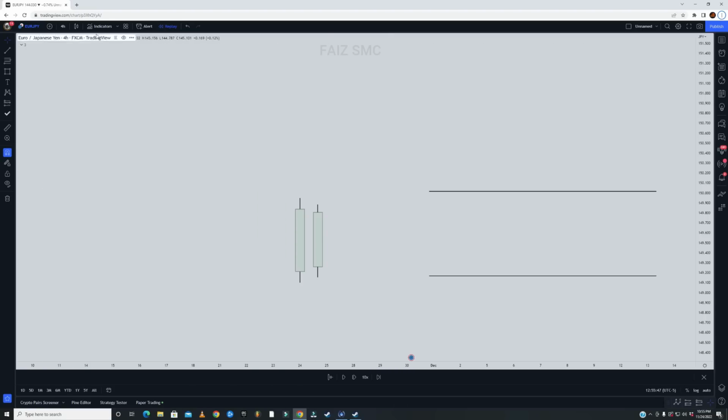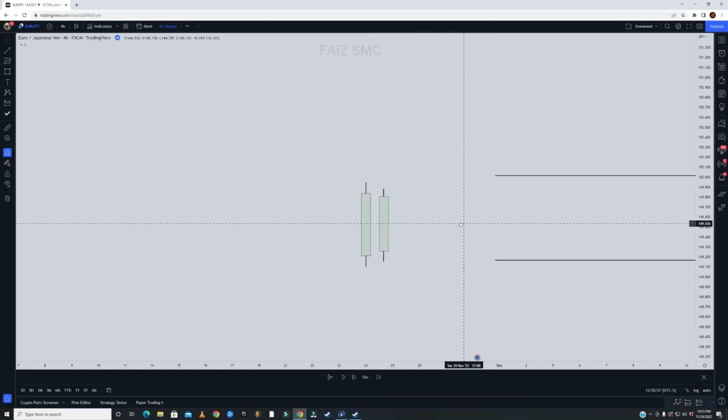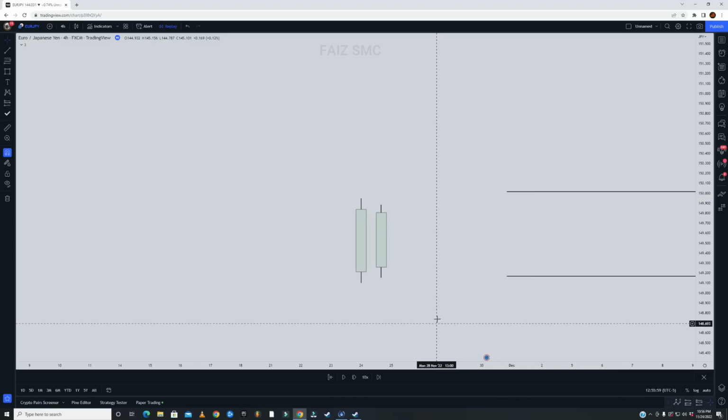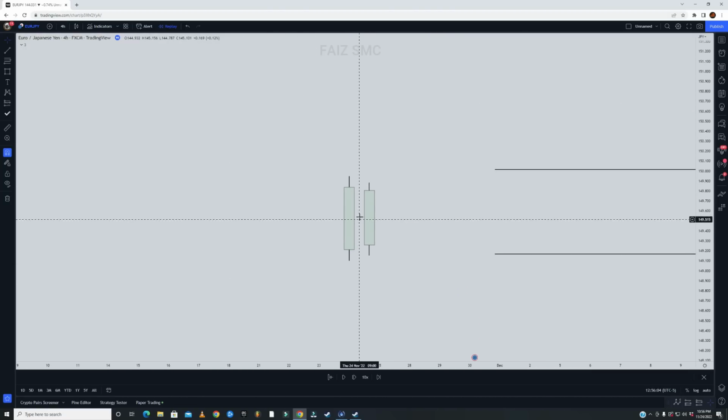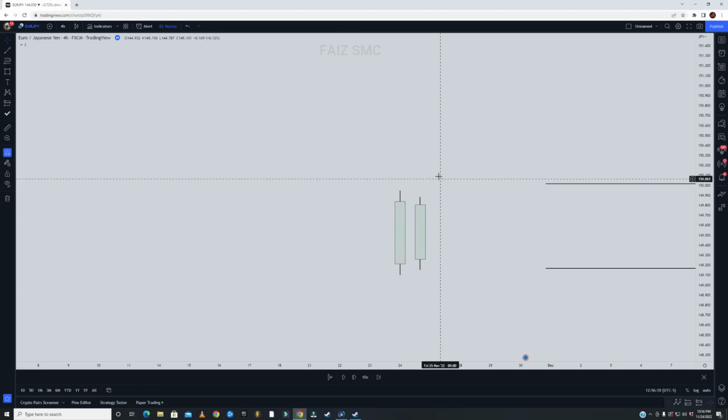So I recommend the 4-hour time frame and the daily time frame for this strategy, but you can go on a lower time frame like 1 hour as well, but I would not recommend it. All right, so this one is really simple. Let's assume that we are on a 4-hour time frame, and this candle closes. So this candle right here closed, and then you want the other candle to close.